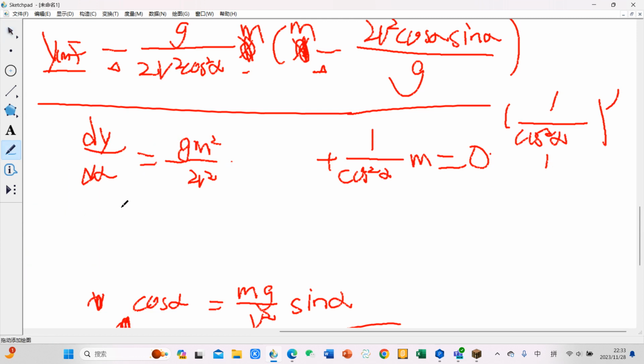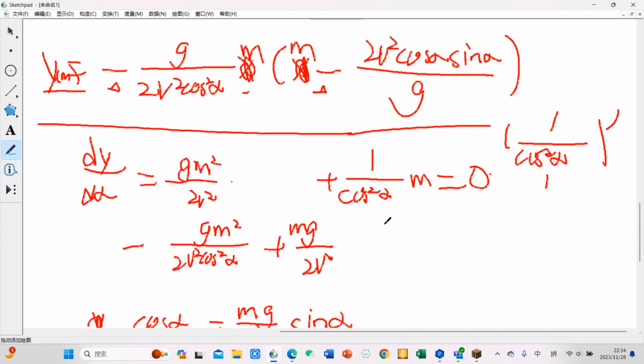So it should be negative 2v cosine gm squared plus... what is this plus things? So it should be okay, 2v g mg here, mg here. Yes, you are right, be confident about yourself.